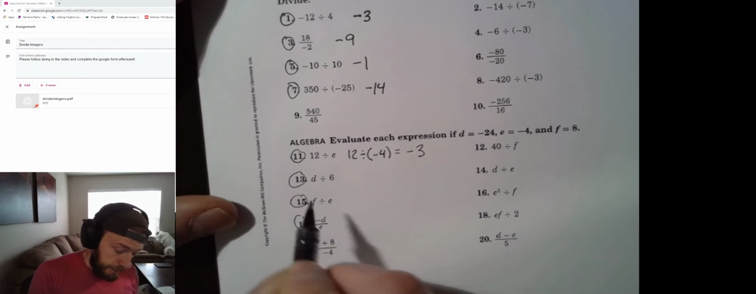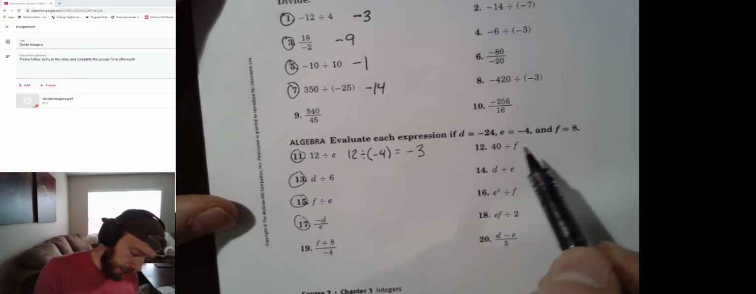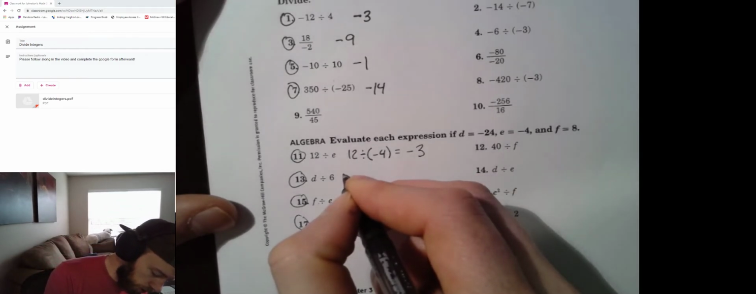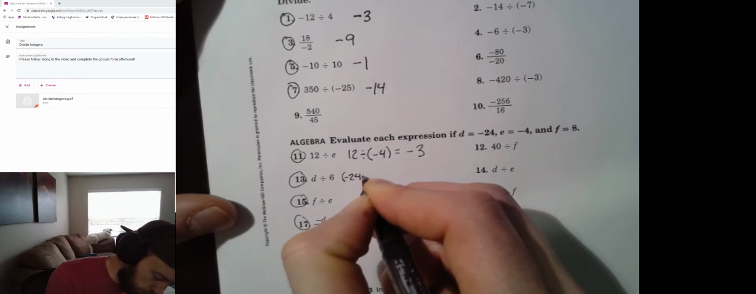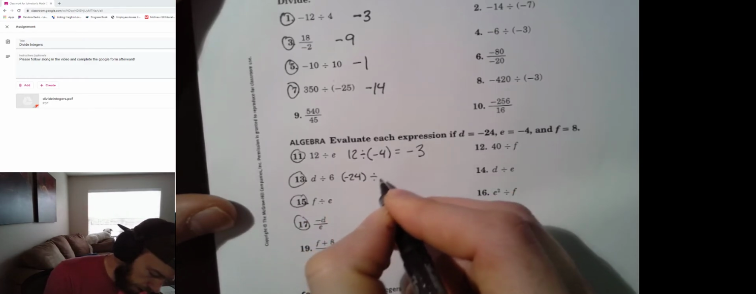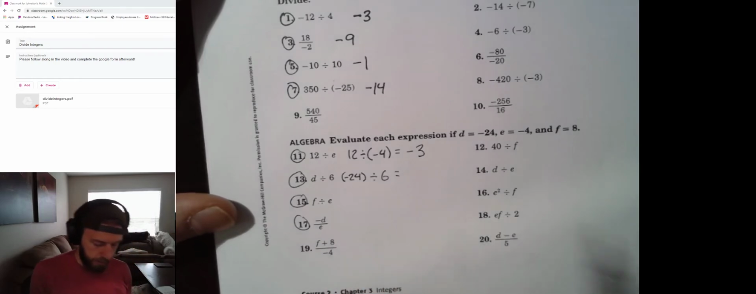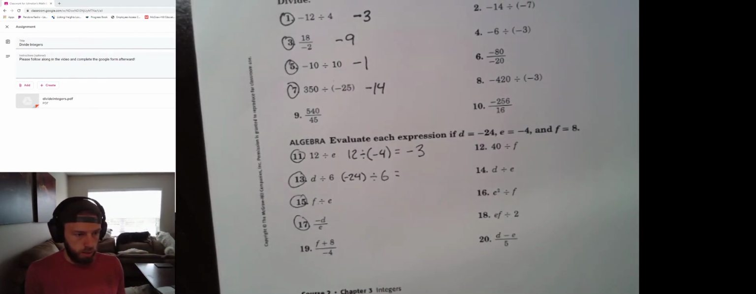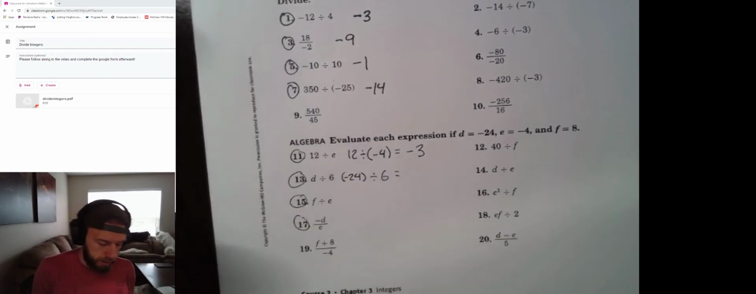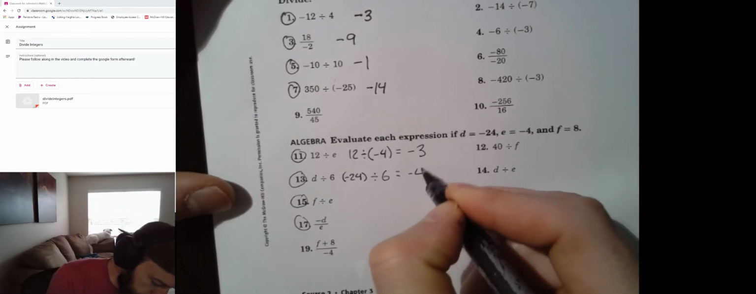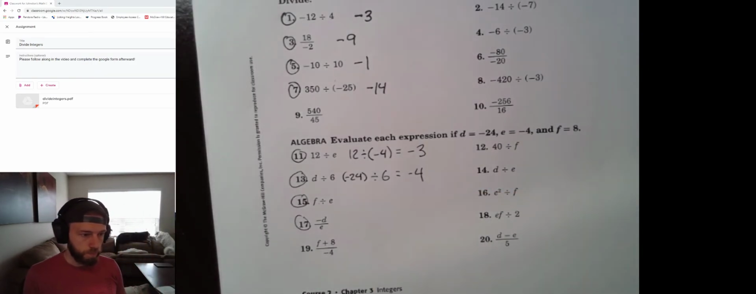Weird. D divided by 6. D is negative 24, so I'm just going to put in parentheses negative 24 right there where the D is, and then divide by 6. And 24 divided by 6 is 4. But since one of the numbers is negative and one of them is positive, it comes out negative. So the answer should be negative 4.